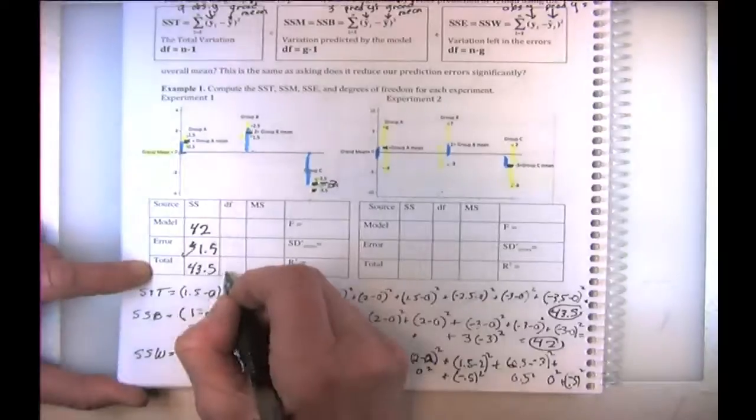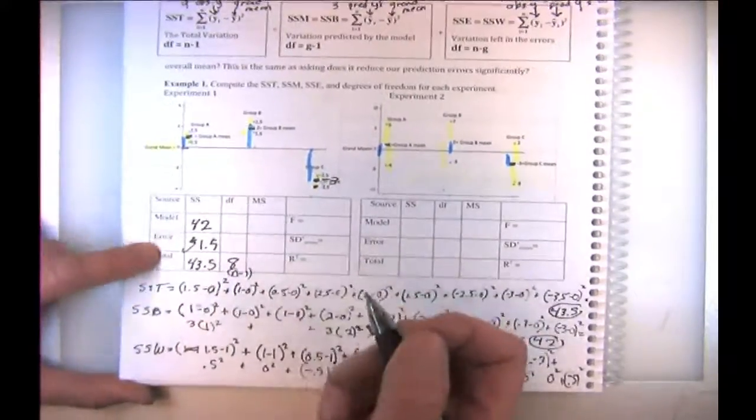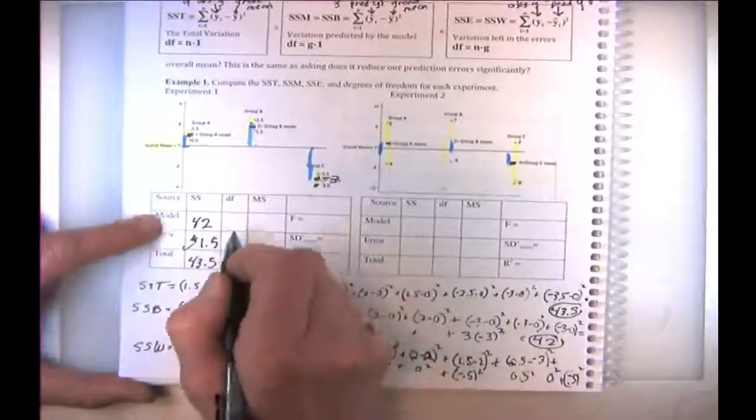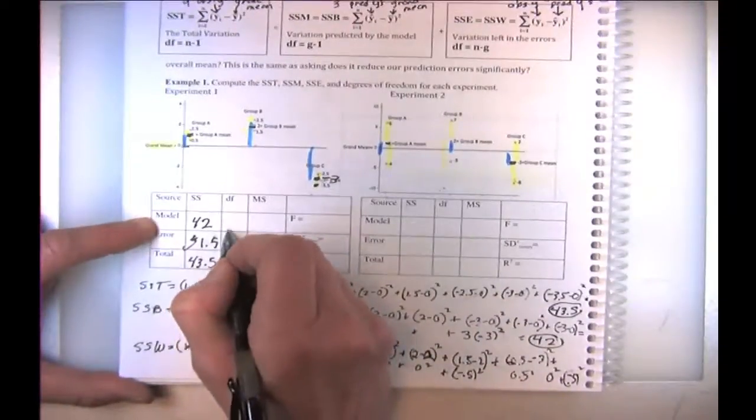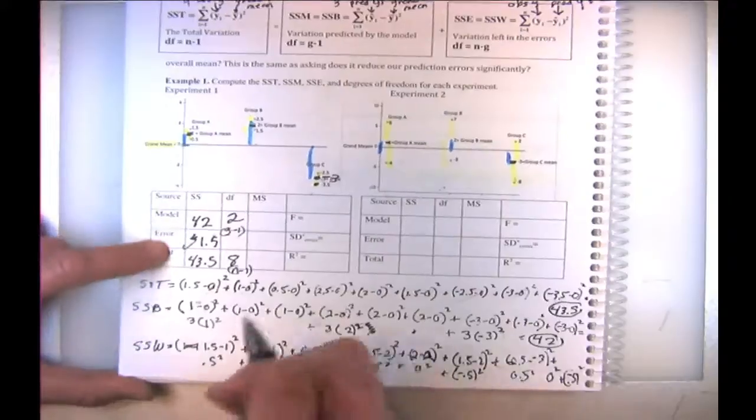All right, now let's do our degrees of freedom. Remember what the degrees of freedom are. First of all, the total is still n minus 1, so we have 8 degrees of freedom. Now, usually for the model, we have p minus 1, but here it's g minus 1, so we have 3 minus 1, which is 2, 3 groups minus 1. And here for the error, you know it's going to be 6, and it's n minus g.